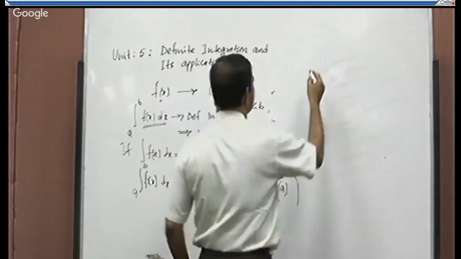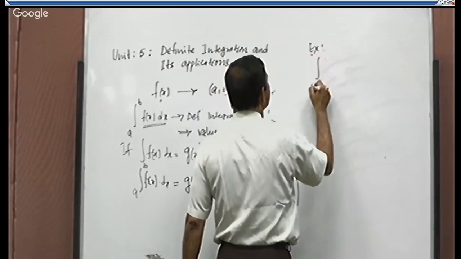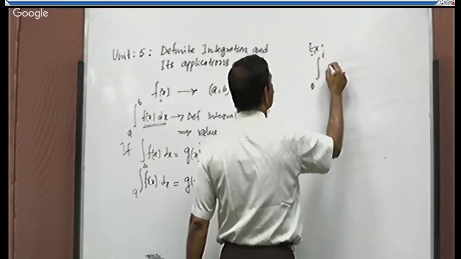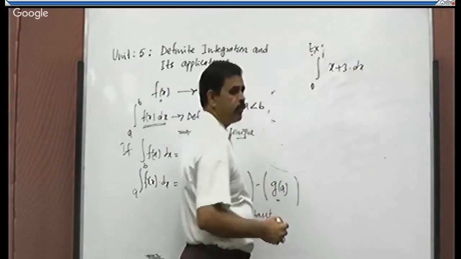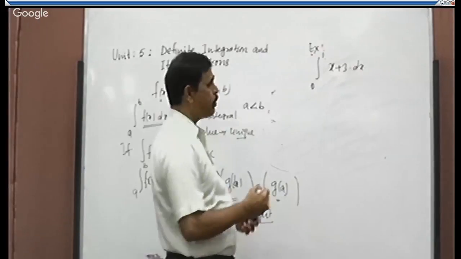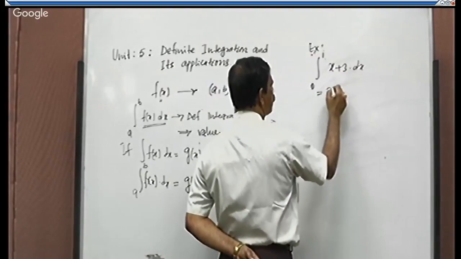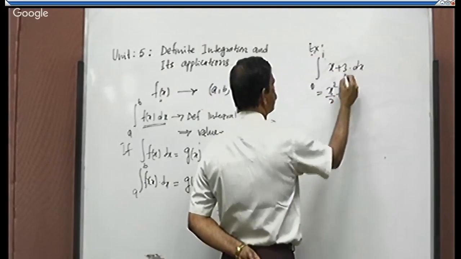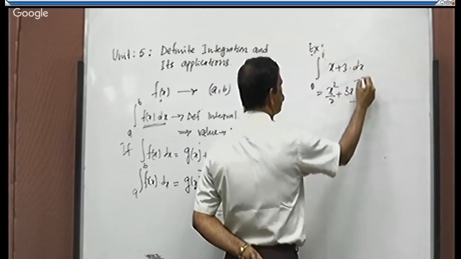See the example. I will show you a simple example. Integration of 0 to 1, x plus 3 into dx. As we know, integration of x plus 3, just integrate it. Integration of x is what? x squared by 2, plus integration of 3 is what? 3x. Put a bracket, 0 to 1.